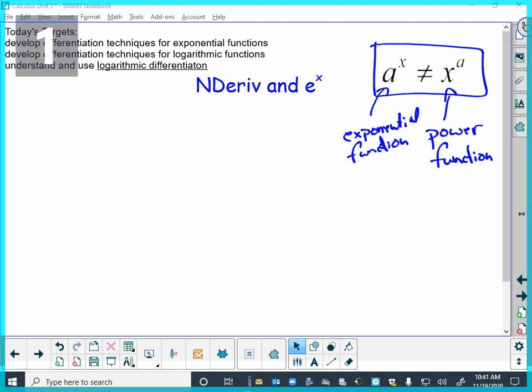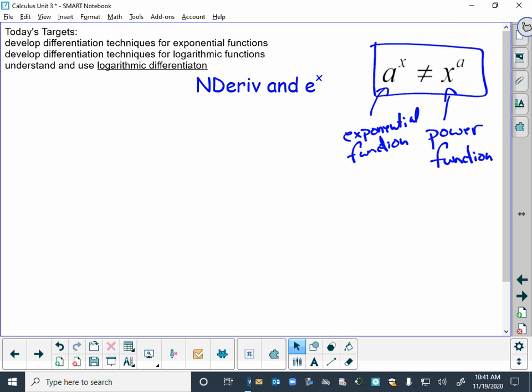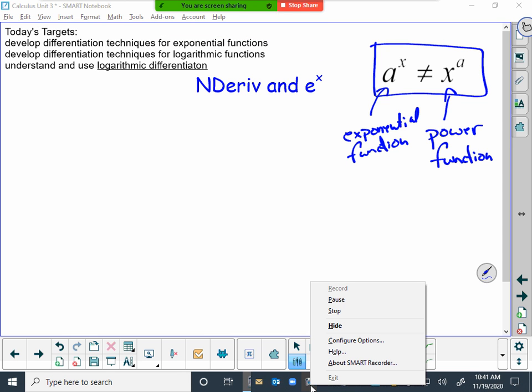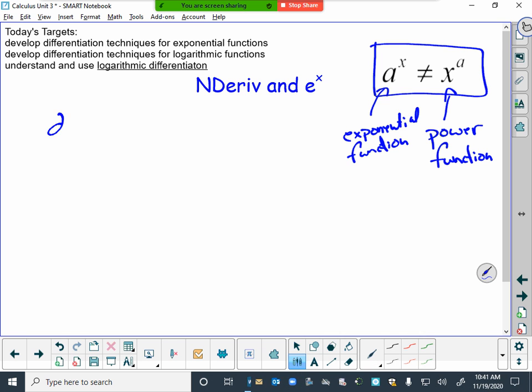So let me jump back over to here. So our conclusion, I guess I am recording. Okay, I don't know what all showed up there. Okay. But the derivative of e to the x is e to the x. This function is its own derivative.